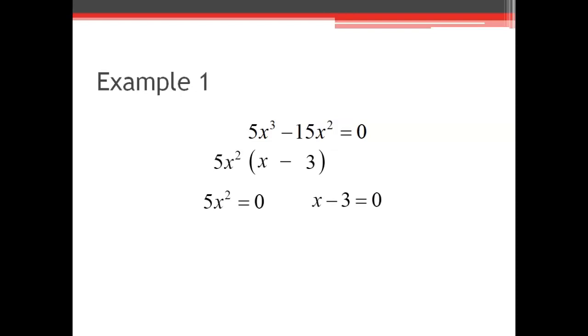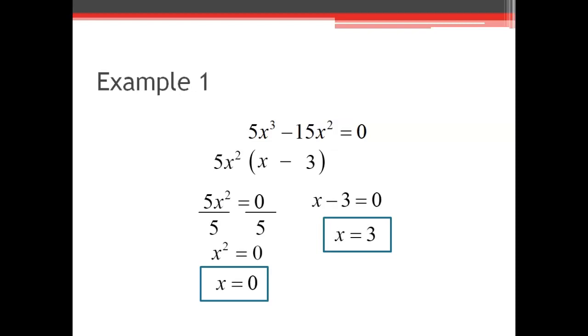In this first one, we divide both sides by 5. That leaves us with x squared equals 0, which is then x equals 0. And then for the second one, x minus 3 equals 0, we're going to add 3 to both sides, and that leaves us with x equals 3. So for this example, our answer is x equals 0 and x equals 3.